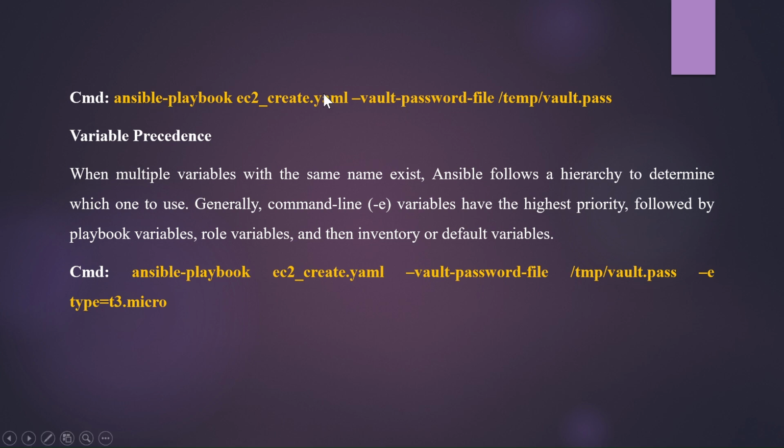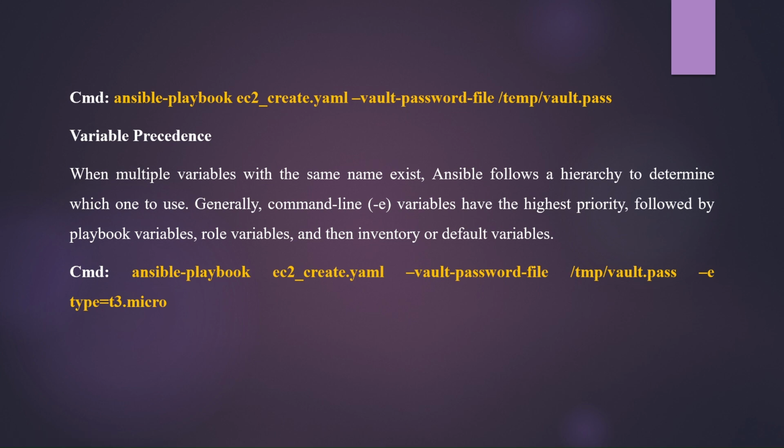Yeah, I have already shown this command. So the next thing is variable precedence. When multiple variables with the same name exist, Ansible follows a hierarchy to determine which one to use. Generally, command line -e variables have the highest priority, followed by the playbook variable, role variable, and then inventory or default variable. If we have specified -e type t3.micro, it will take this as precedence and run the command.